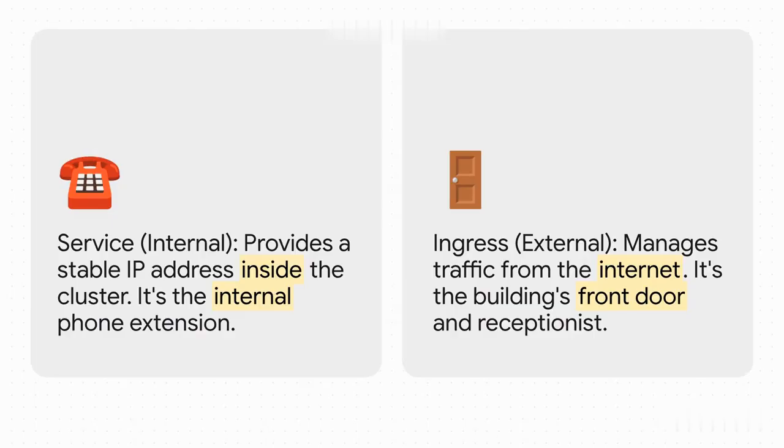And this slide just nails the difference. The service is that internal phone extension, which is perfect for other apps inside your cluster to talk to each other. But to get traffic from the public internet, you need something different. You need an ingress. The ingress is the front door to the entire building. And this separation is super powerful because it lets you expose only the things that need to be public.